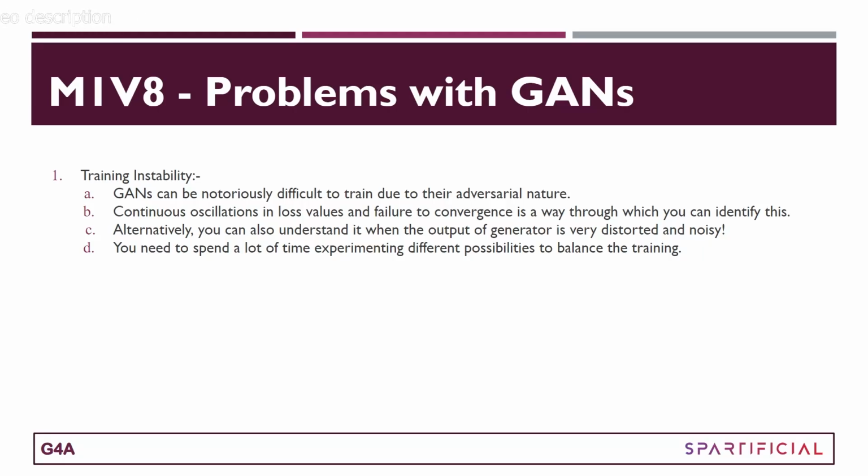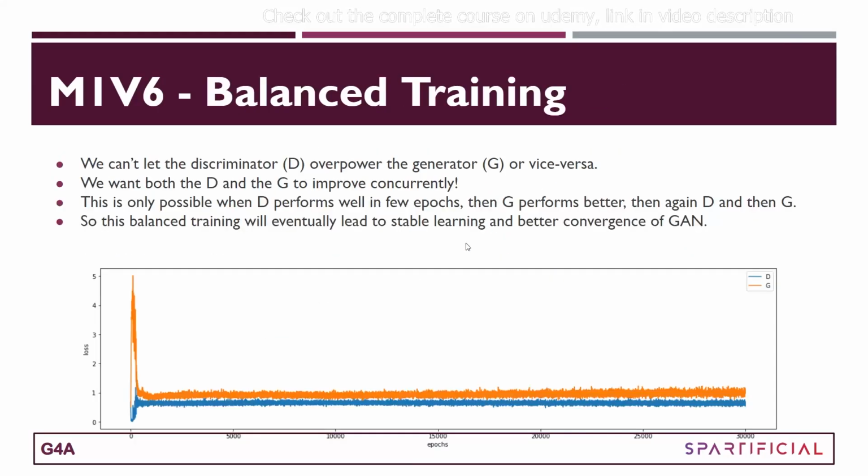In fact, in your next module, I'm going to show you an example of the training instability. Then in the module after that, I'm going to tell you a way through which you can solve it. So as I mentioned, the continuous oscillations in loss values lead to the failure in convergence. By looking at this kind of loss output, if both of them are going in a balanced way parallelly, that's the balanced training, and somehow it's going to reach convergence. But let's say one is going down, the other one was going down, but then suddenly it spiked up. Then again it comes down, then again it spikes up. So that instability is clearly seen in this kind of cost output with respect to the epochs.